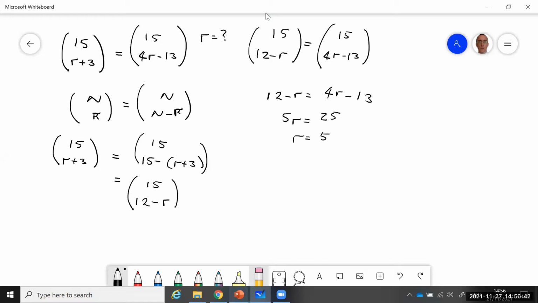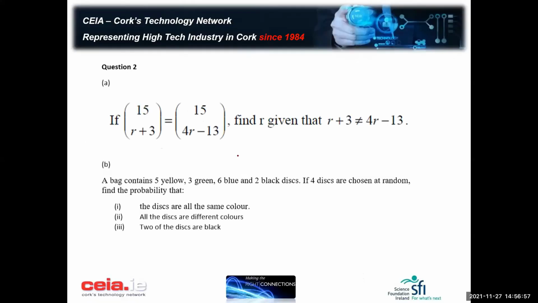So again, it's quite abstract, but it's just a direct application of this particular identity. The next question is probably a little more interesting, a little more real world. A bag contains 5 yellow, 3 green, 6 blue, and 2 black discs. If 4 discs are chosen at random, find the probability that all the discs are the same color.